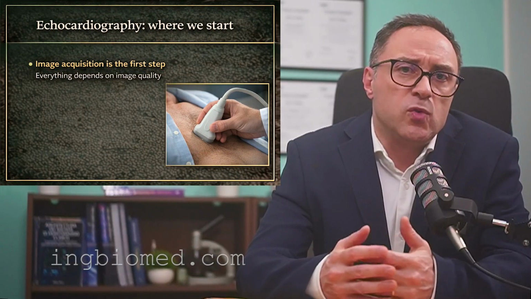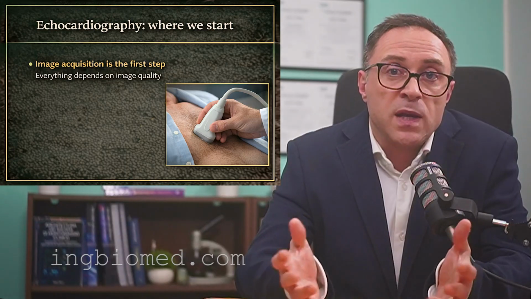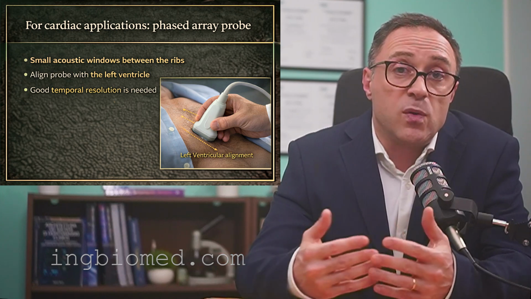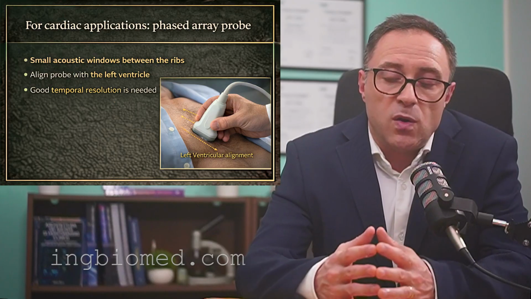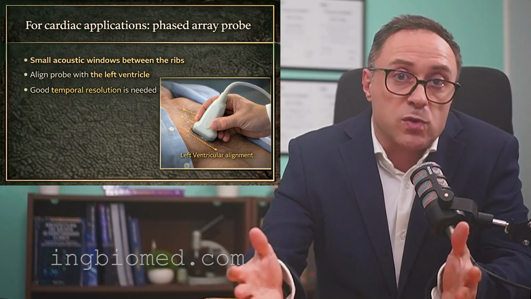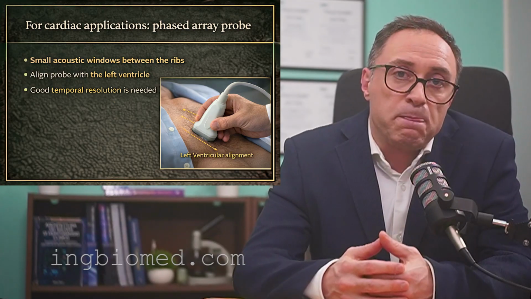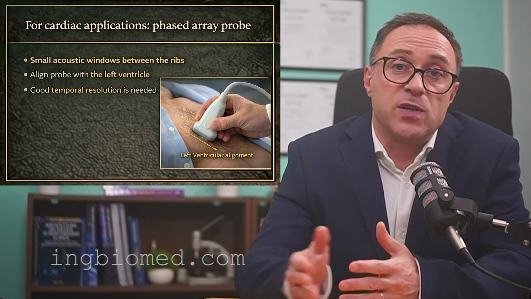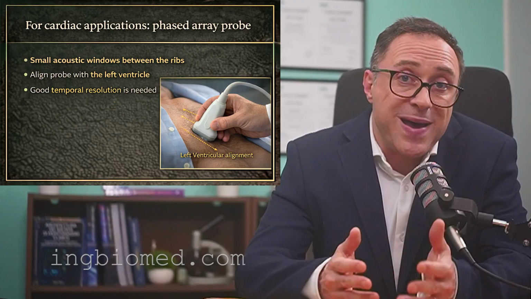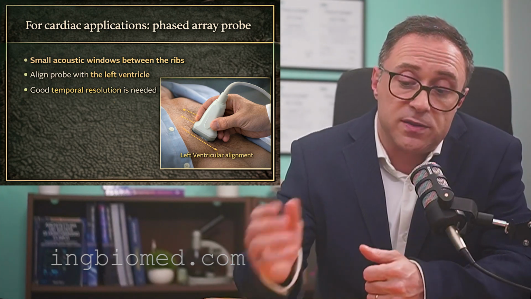Now, moving to echocardiography, the first step is always image acquisition. For cardiac applications, we use a phased array probe because it allows us to work through small acoustic windows between the ribs while maintaining good temporal resolution. When I position the probe, for example, in the apical four-chamber view, I am aligning the ultrasound beam with the long axis of the left ventricle. This is important because many of the parameters we measure, especially strain, depend on this alignment.